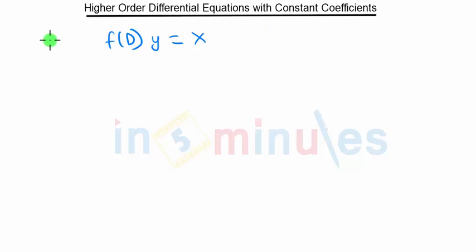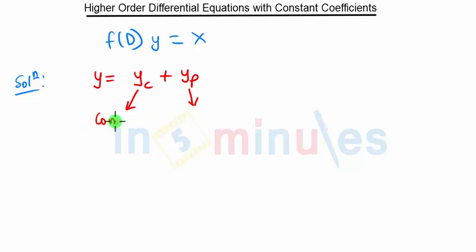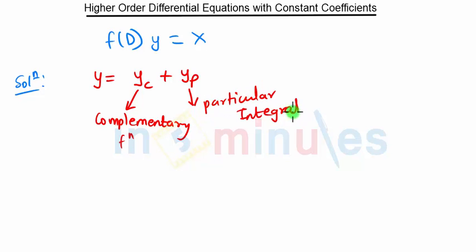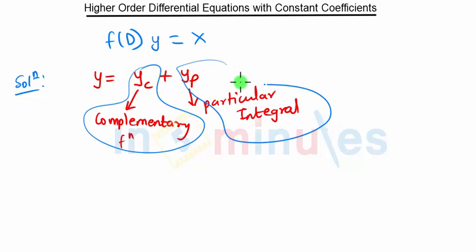Whenever we are given such a problem, we always have to find the solution of the problem. The solution of this type of problem is given by y equal to yc plus yp. What are yc and yp? yc is the complementary function. So the solution contains two parts: one is the complementary function and the other is the particular integral.